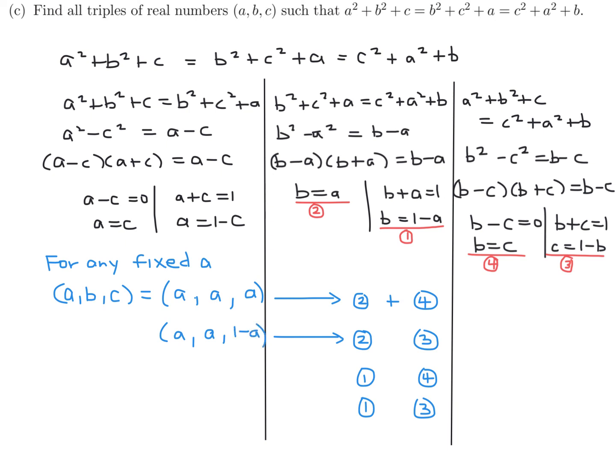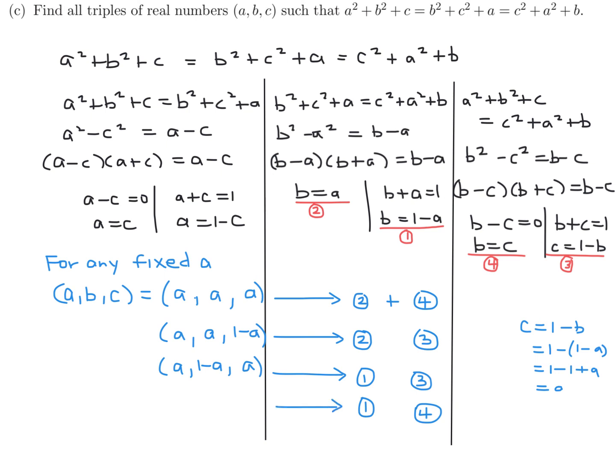And now we look at 1 and 4. This guy, 1 tells me that b is equal to 1 minus a, so that's going to be 1 minus a. And then 3 tells me that c is equal to 1 minus b, but b is equal to 1 minus a, so that's going to be 1 minus 1 plus a, which is just a. So there we go. This is my third one: a, 1 minus a, and a. And that takes care of 1 and 3. Actually, I think I did 1 and 3 there. Okay, no problem. We can do 1 and 4 finally.